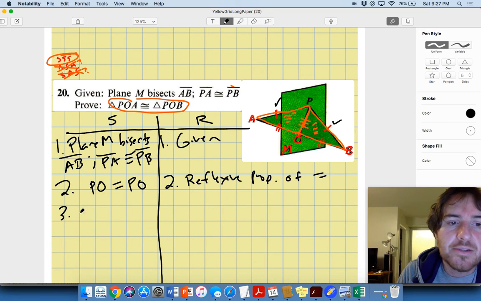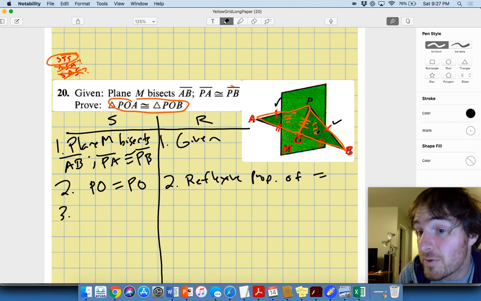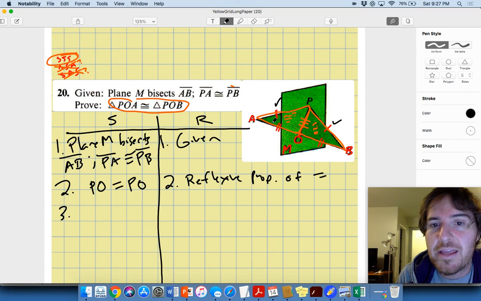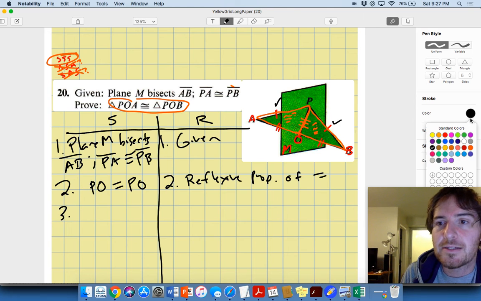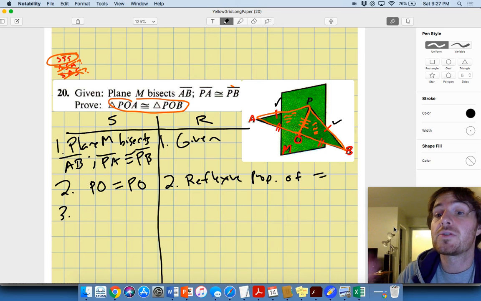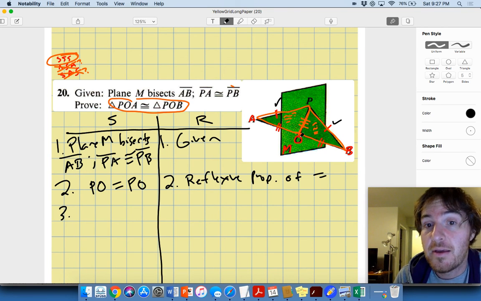Statement 2. Okay, statement 3, I want to get to that AO is congruent to OB, or that AO equals OB is probably what I'm going to say here. But we have here plane M as a given premise. Plane M bisects segment AB. And we haven't done the work yet to show that we know that AO is equal to OB. Well, first, what is a bisector? What does it mean that plane M bisects AB? What does that allow us to learn about point O, for instance, because plane M intersects segment AB?